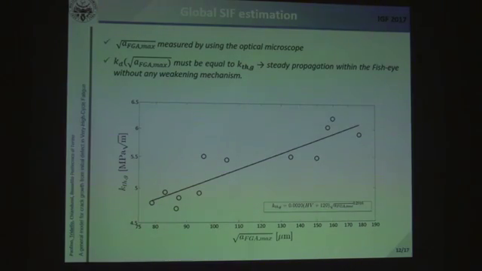This is in agreement with the experimental results because the range found is the same range found in the literature for the same type of high-strength steels, and this behavior, this trend, is the same proposed by Murakami for high-strength steels with the same hardness.